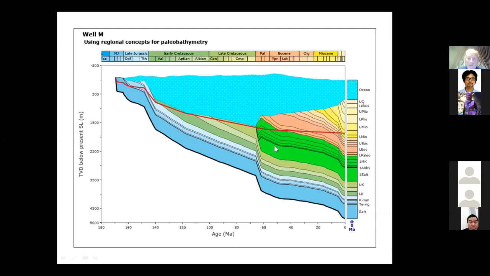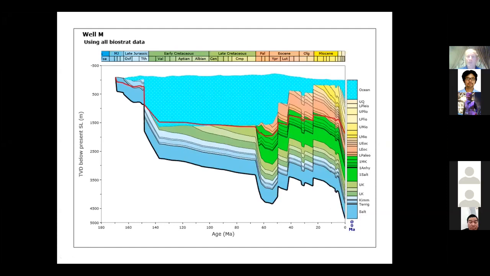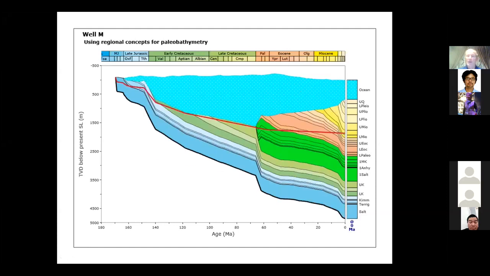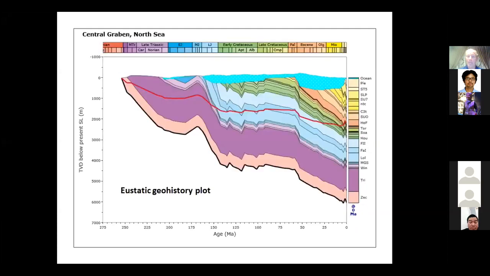Just very quickly, the green rocks here, which don't correspond to any geologic age, represent a repeated little bit of a toe thrust here related to salt movement. So that's not a very important part of the story here, so I won't go further with it. This is just a reminder of what the biostrat told us. This is what we wound up with. I feel personally like it's a much better model.